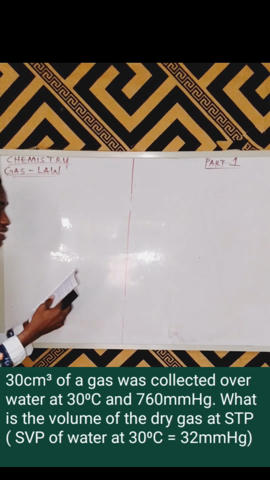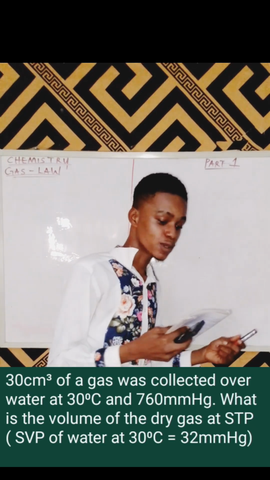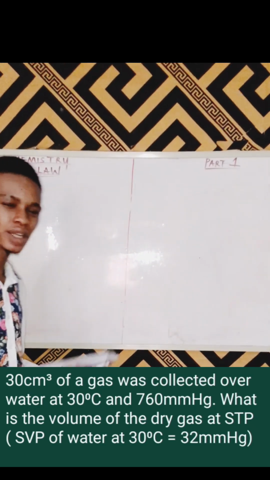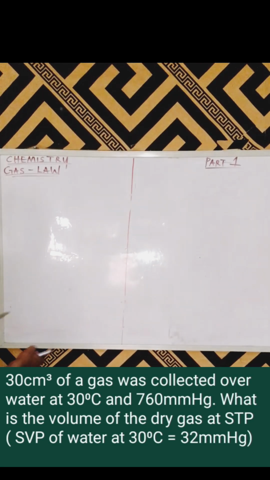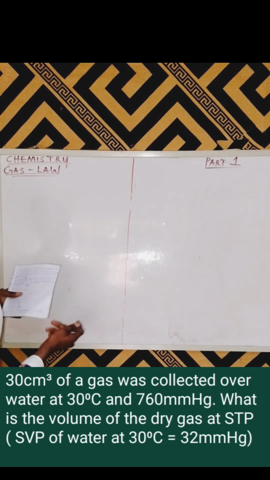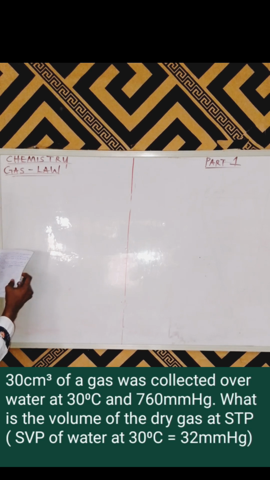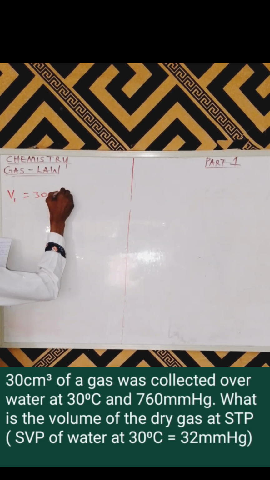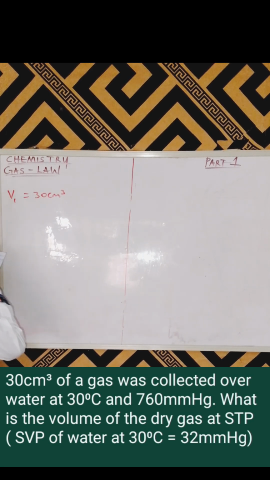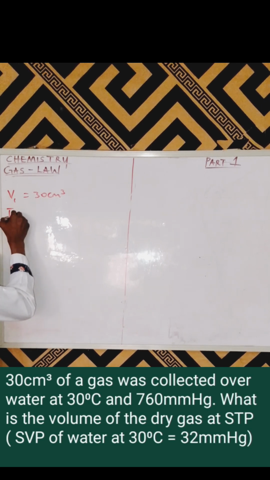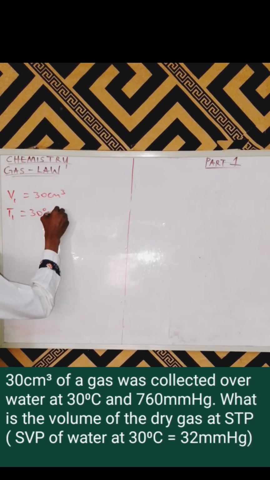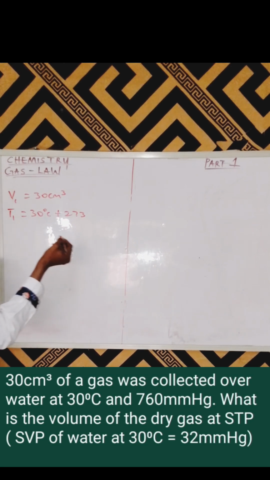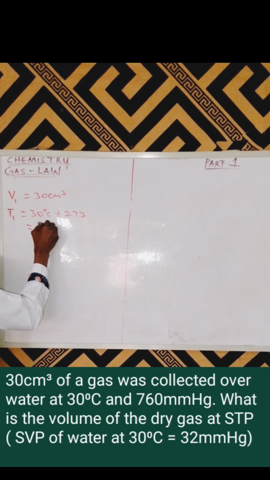So now they said that 30 centimeter cube of a gas was collected over water. Collected over water. This is something different. Okay, let's go. So V1 is equal to 30 centimeter cube, collected over water at 30 degrees Celsius. So T1 is equal to 30 degrees Celsius plus 273. That's going to be equal to 303 Kelvin, right?